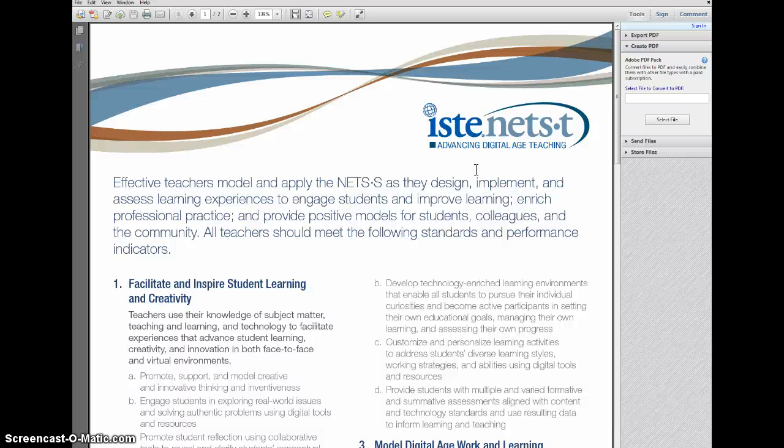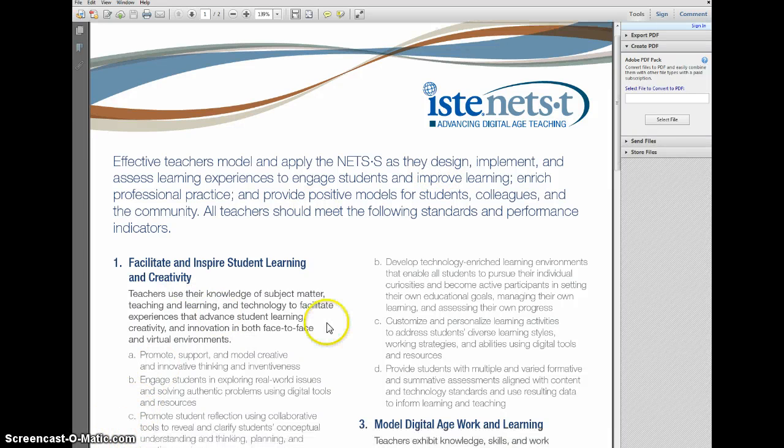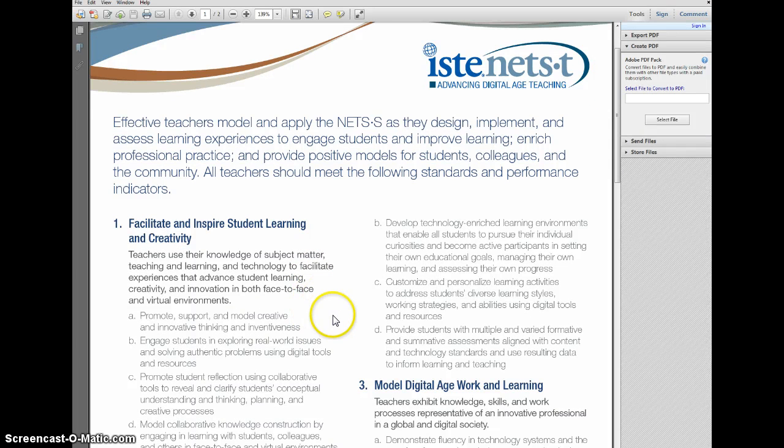As you can probably imagine, the standards for teachers focus on the input to that model. So the students' standards are focused on the output of something. The teachers' standards are focused on the input because the teachers are the ones who are designing those experiences for the students. There are 5 National Educational Technology Standards for teachers, and just as with the student standards, we will go through them one by one. Standard 1, facilitate and inspire student learning and creativity.